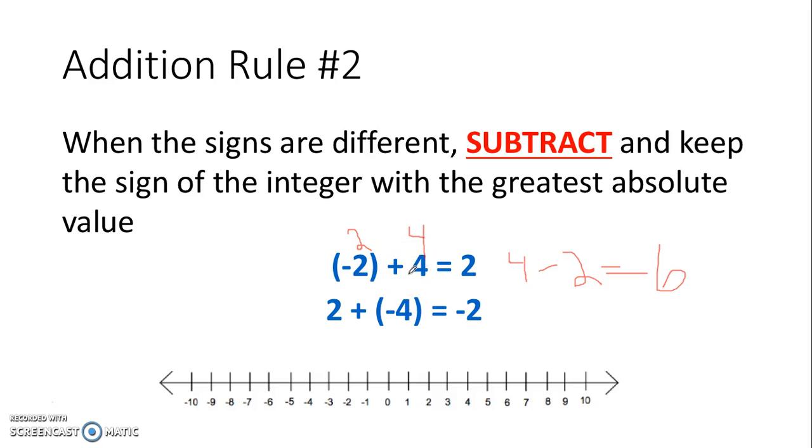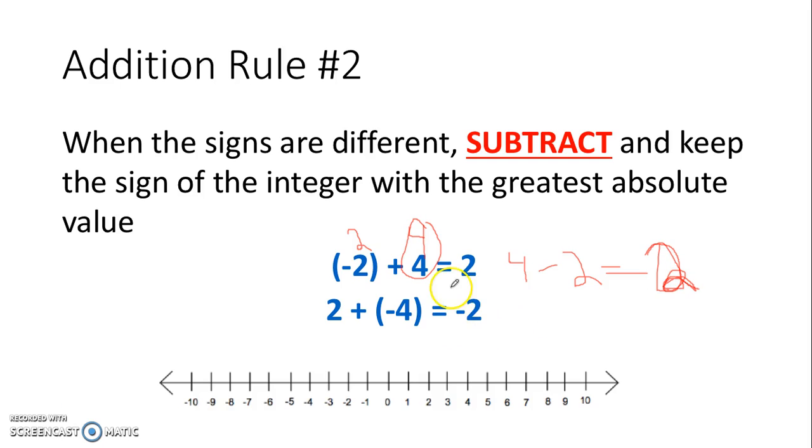So that means, oh my goodness, 4 minus 2 is not 6. 4 plus 2 is 6. I'm sorry, change that. You're probably like, what? 4 minus 2 is 2. There we go. So, as I was saying, 4 has the greatest absolute value. That's a positive number, so 4 minus 2 is positive 2.